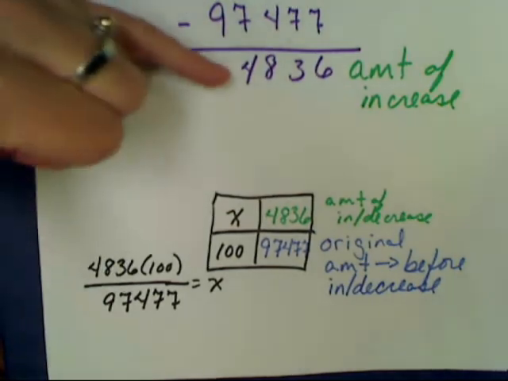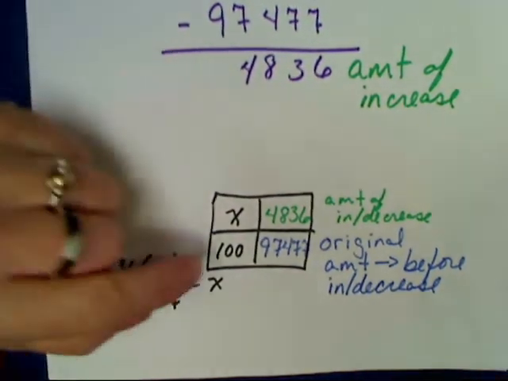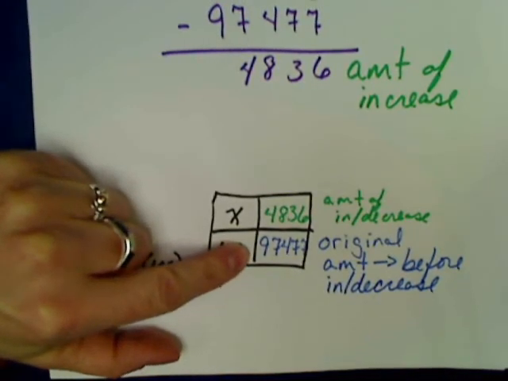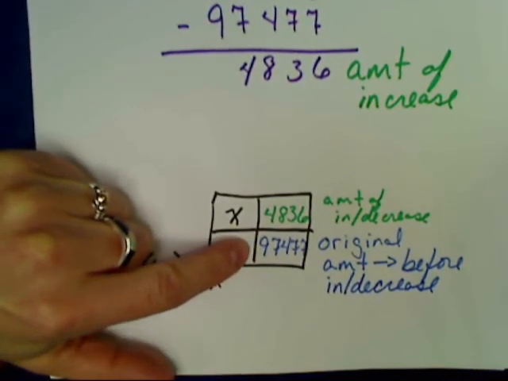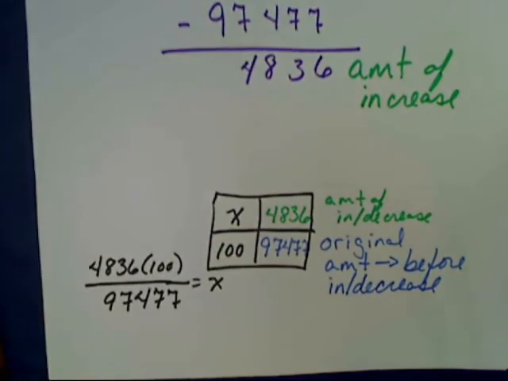You have to subtract first to find out the amount that was actually increased or decreased. And then in your of box, you always have the original amount before there was an increase or a decrease. What number did you start with? That goes in your of box.